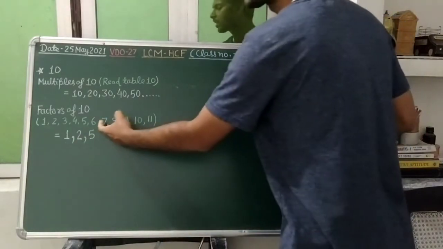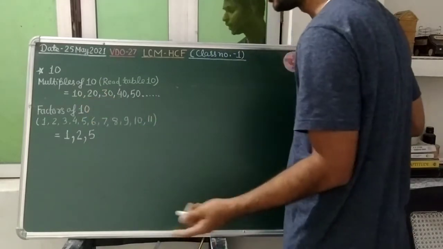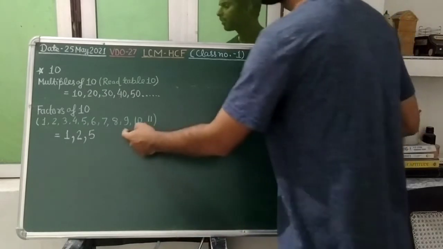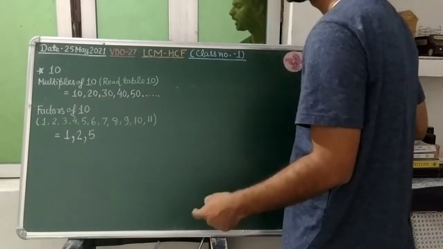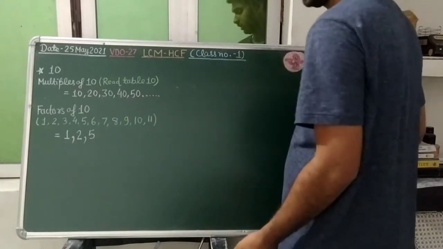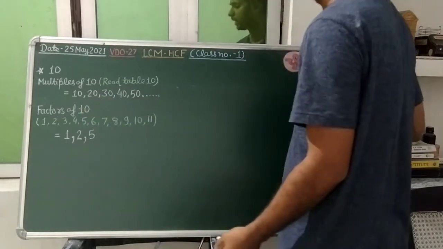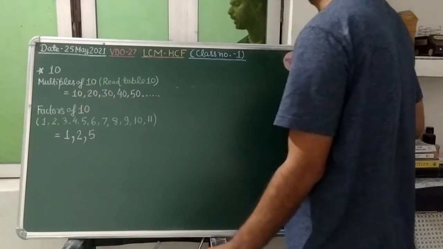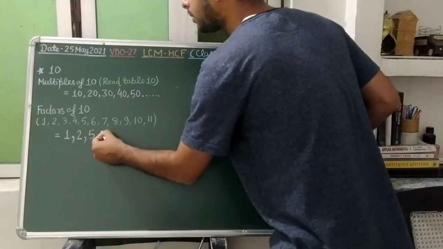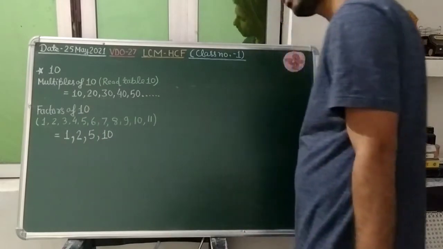Now move for that 6. 6 is going to divide the 10? No. 7 is going to divide the 10 completely? No. 8 will divide the 10 completely? No. 9 will divide the 10 completely? No. 10 will divide the 10 completely? Yes. 10 is going to divide this 10 completely. It will not leave any remainder. Remainder will be equal to 0. That is why 10 will also be a factor of this 10.